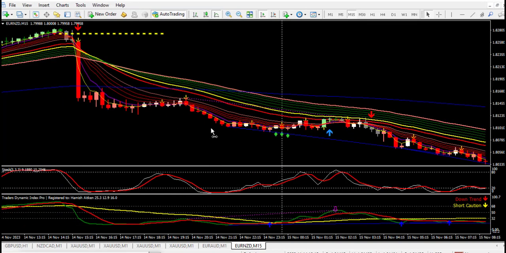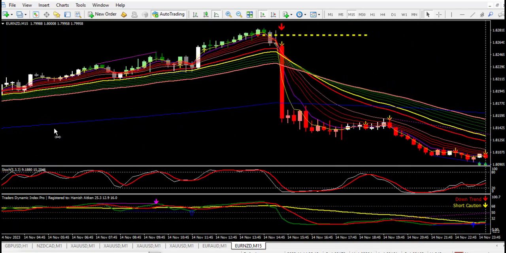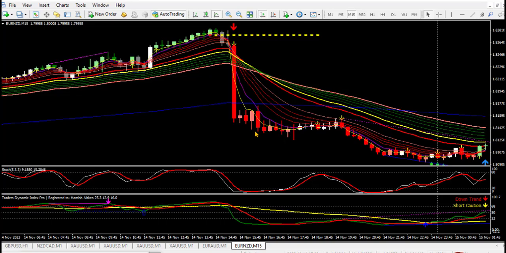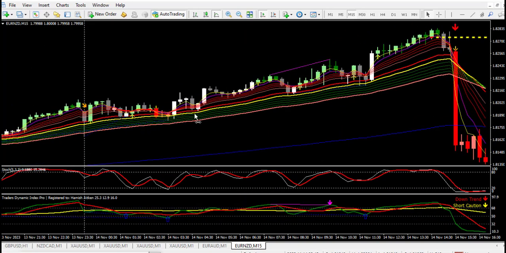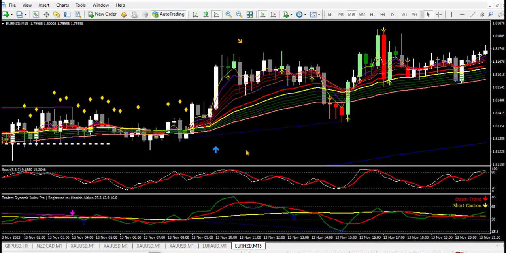Now let's go back a bit. The sell signal started from here. This is a buy signal here also. So this is how to use this particular strategy.